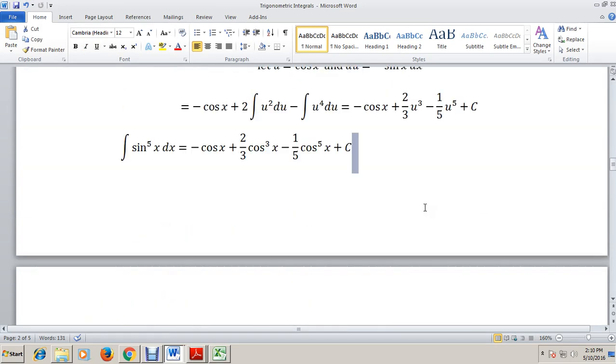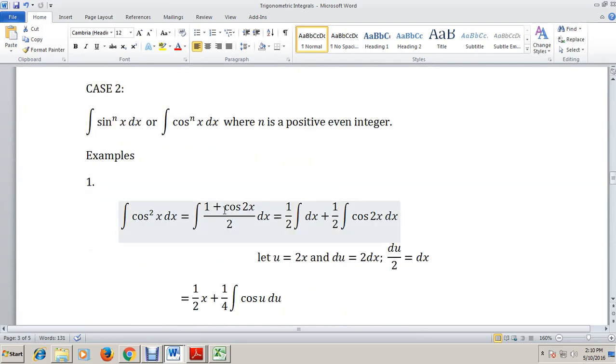Okay, so let's proceed with case number 2. Case number 2 still has the form of the integral of sine x dx and the integral of cosine x dx, but this time the powers of sine x and cosine x are a positive even integer. Let's consider the integral of cosine squared x dx. Of course, it would be of no use to immediately replace cosine squared x with 1 minus sine squared x.